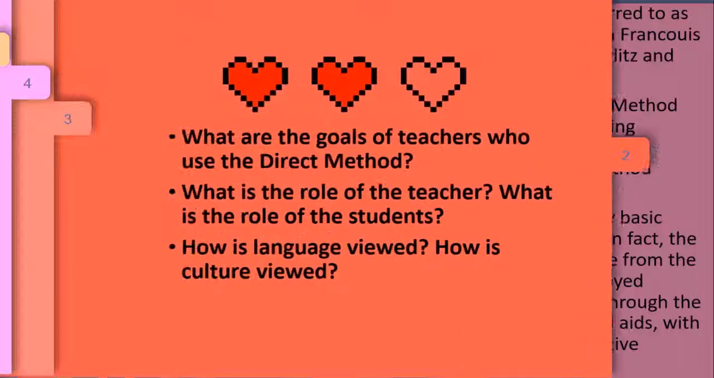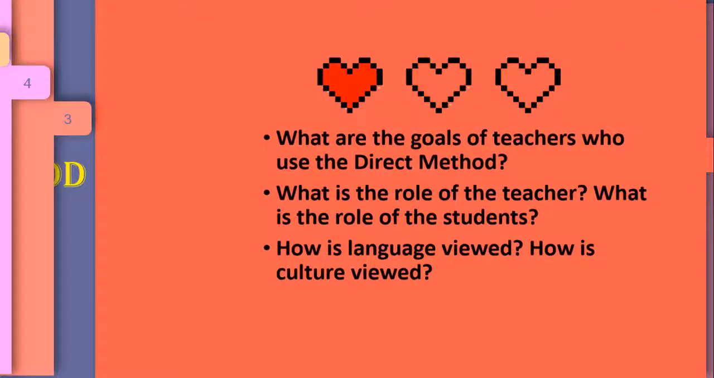What are the goals of teachers who use the direct method? Teachers who use this method intend that students learn how to communicate in the target language. And what is the role of the teachers? What is the role of the students? Although the teacher directs the class activities, the student role is less passive than in the grammar translation method. How is language viewed, and how is culture viewed? Language is primarily spoken, not written. Therefore, students study common everyday speech in the target language. They also study culture consisting of the history of the people who speak the target language.